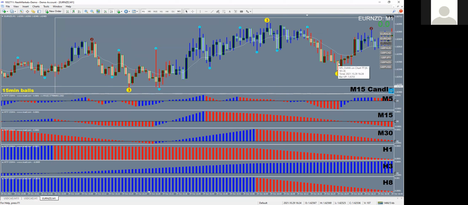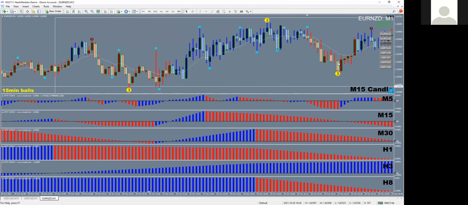What did we do here? You did a three ball to three ball, three ball to three ball. I can take add-ons when it matches a 15-minute trend and not take add-ons on the retracements. And I can multiply my pips.